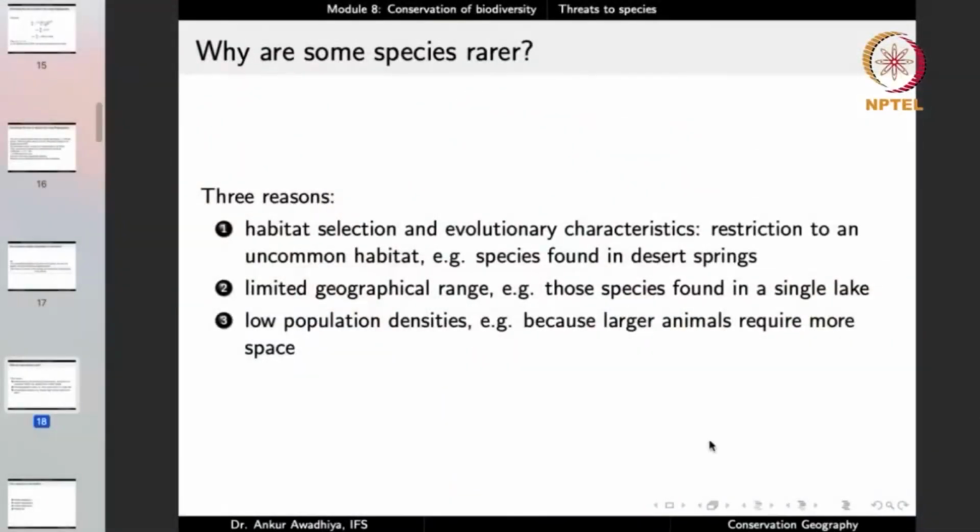Similarly, tigers. In the case of tigers, one litter will typically have 2 to 3 cubs, and these cubs will remain with the mother for 2 to 3 years, so that the tiger population does not increase so much that it goes beyond the carrying capacity of the habitat. So this is another factor why certain species are rare, because they have low population densities. Now the destruction of habitats of these species that are already rare will have a much greater impact.